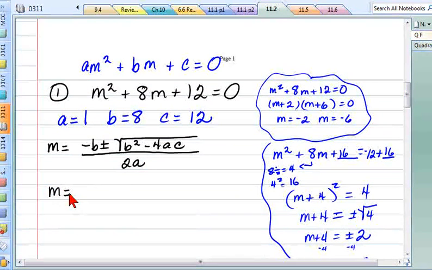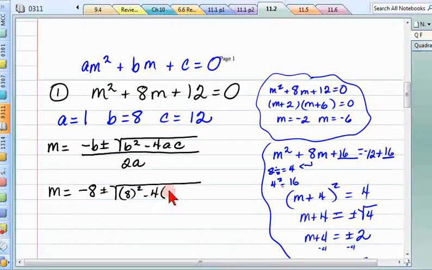So m is equal to, we're ready to plug in the numbers. The number on the outside of the radical says negative b. It always means write down the opposite of whatever the b value is. So do y'all agree it will be negative 8? Plus or minus the square root of b squared, which means 8 squared, minus 4 times, the value of a is 1, the value of c is 12, and all of that is over 2 times the value of a, which is 1.